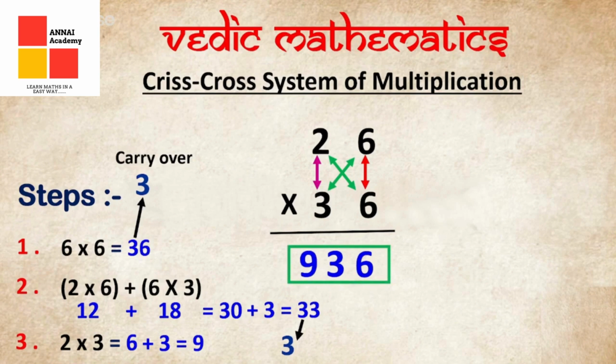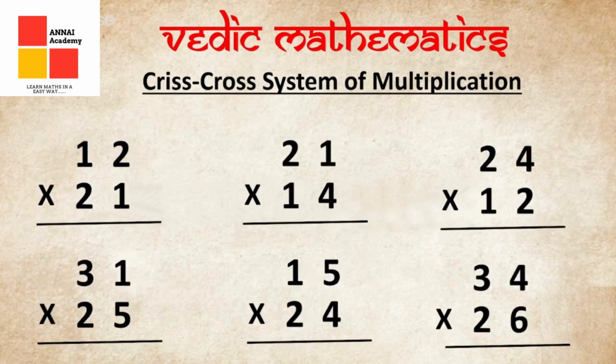Your answer is ready in front of you, 936. But perfection will come only with practice. So practice these sums and get perfection in Vedic Maths.